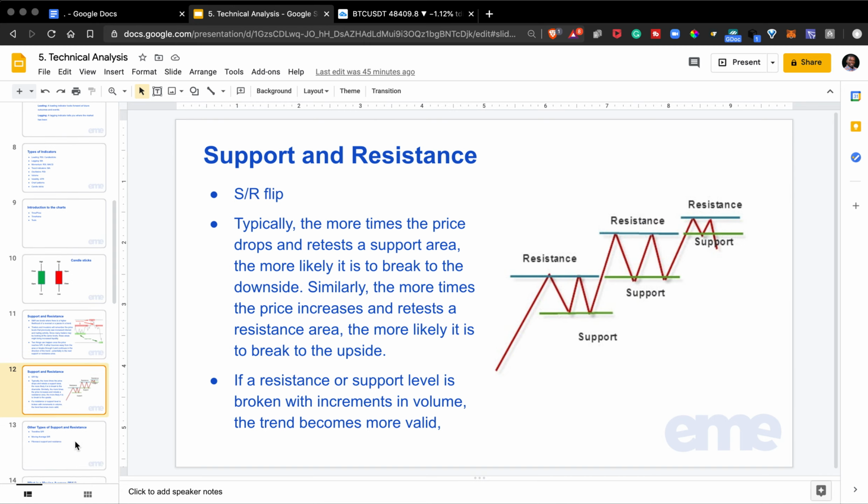There are other types of support and resistance. You have trend line support and resistance. You have moving average support and resistance. You have Fibonacci support and resistance. We're going to talk more about that later. All right, you can use some of your tools here to draw a trend line.